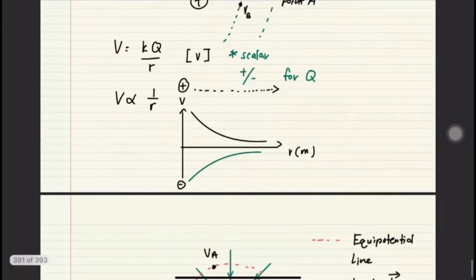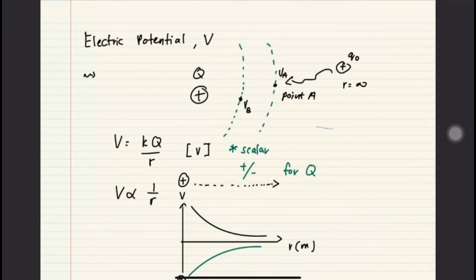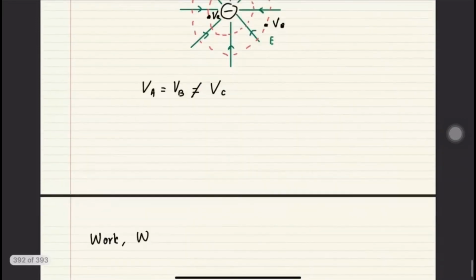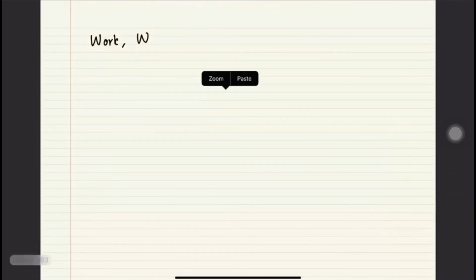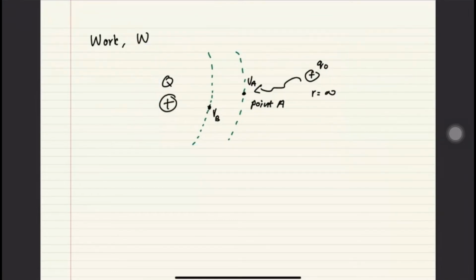Lepas kita ada definition lagi satu, which is work itself. So work ni adalah work done untuk bawa dia daripada point A to point B. Dia terbalik sikit. So if I'm going to take the same diagram, copy the same diagram. Okay. So kalau bawa daripada infinity ke point A, itu adalah V, potential. Kalau work pula, dia daripada point A untuk bawa ke point B. Okay, this is what we call work done.